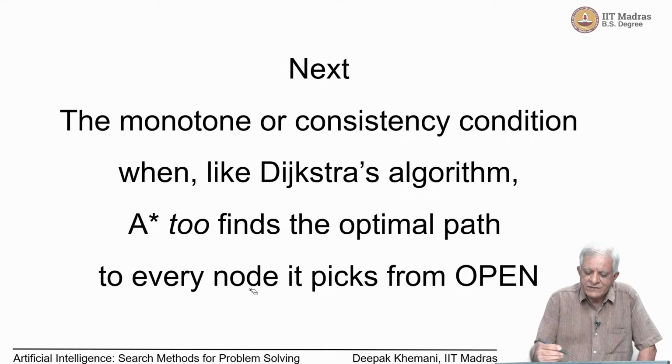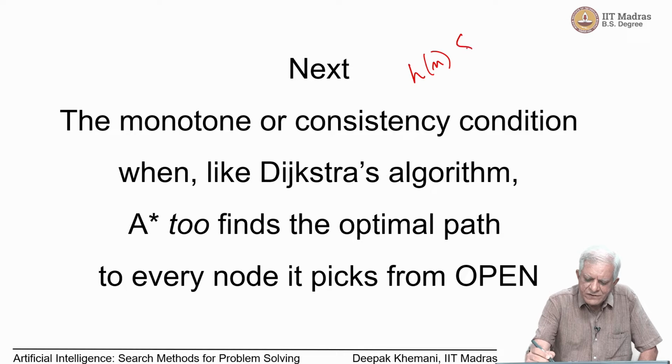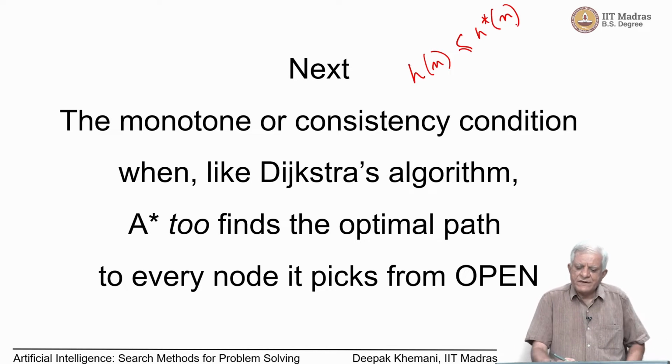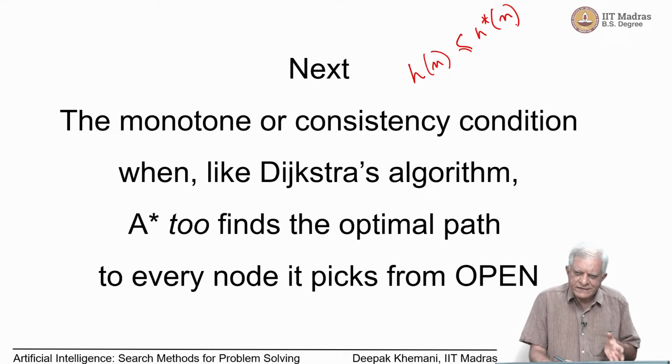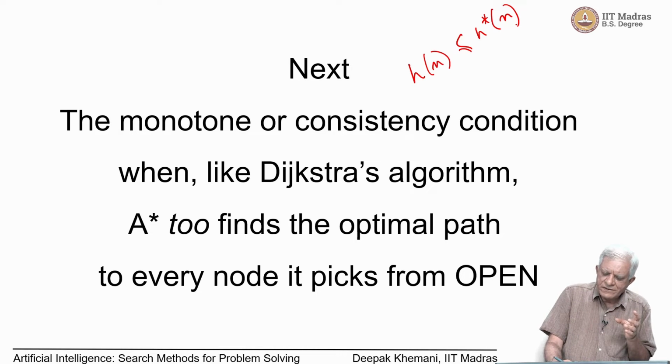And the third was that the heuristic function is always underestimating the actual distance, and we had seen that this was written as h of n is always less than or equal to h star of n. But we had also seen that in the A star algorithm, you could find better paths to nodes which are already on closed essentially.